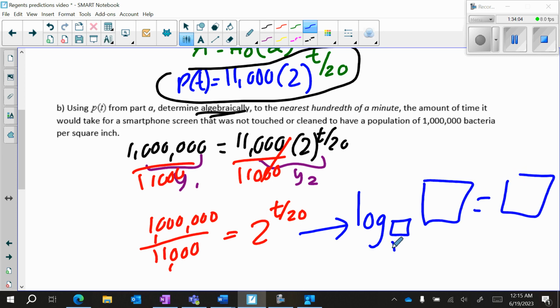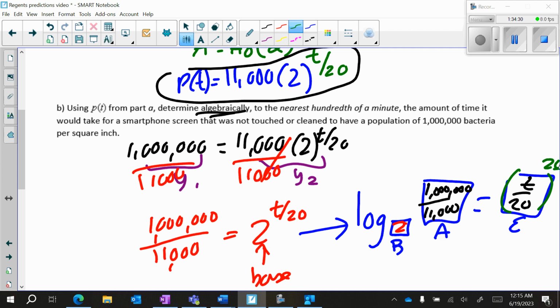So remember, it's log base, answer, exponent. So you're going to keep the base, which is base 2. Keep the base. The answer that it equaled was this crazy thing. So that's going to go in here, 1 million over 11,000 equals the exponent t over 20. And then to get the t by itself, you're going to multiply both sides by 20 over 1. And you will get your answer. Just put it in the calculator.